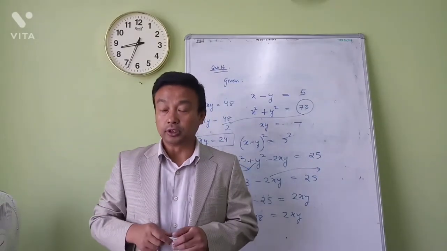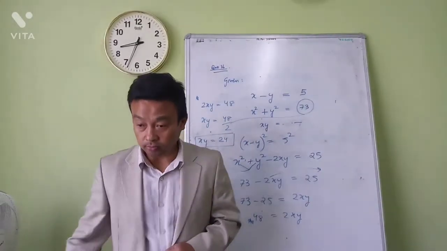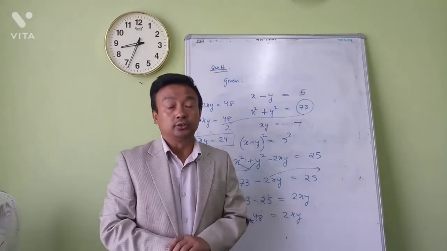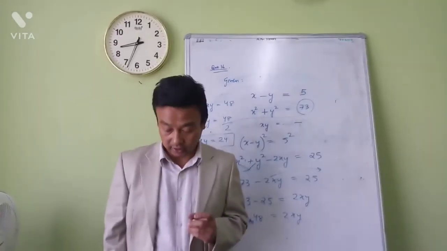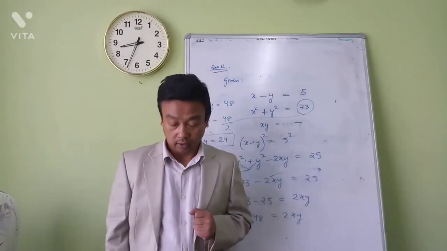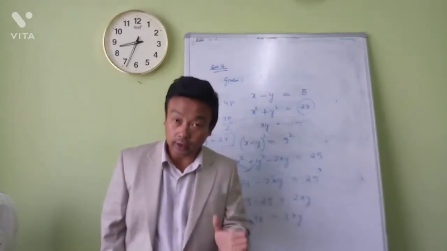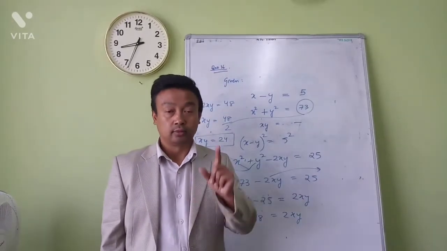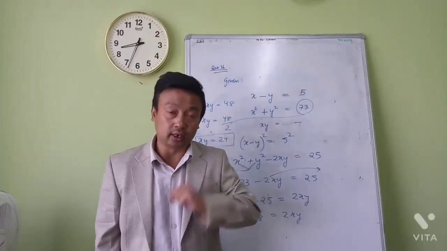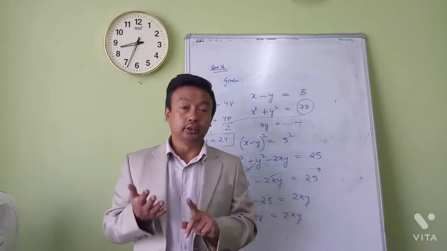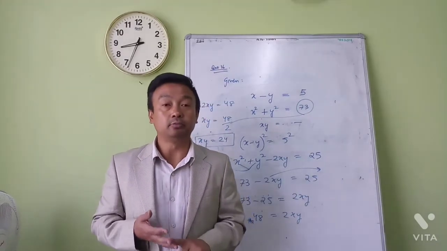So we have come to the end of this exercise. All right. So now in the next section of this chapter, called the expansion of the binomials, we will be doing the cubical expansion. So far we have done only the expansion of the square. We have done the expansion of the binomials by squaring it. Now in the next section, you will be doing the cubical expansion, that is a plus b the whole cube, a minus b the whole cube.